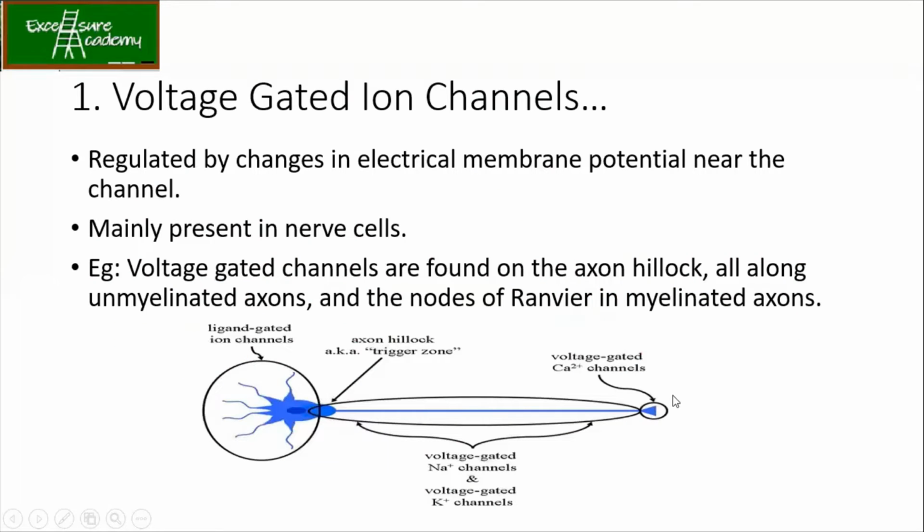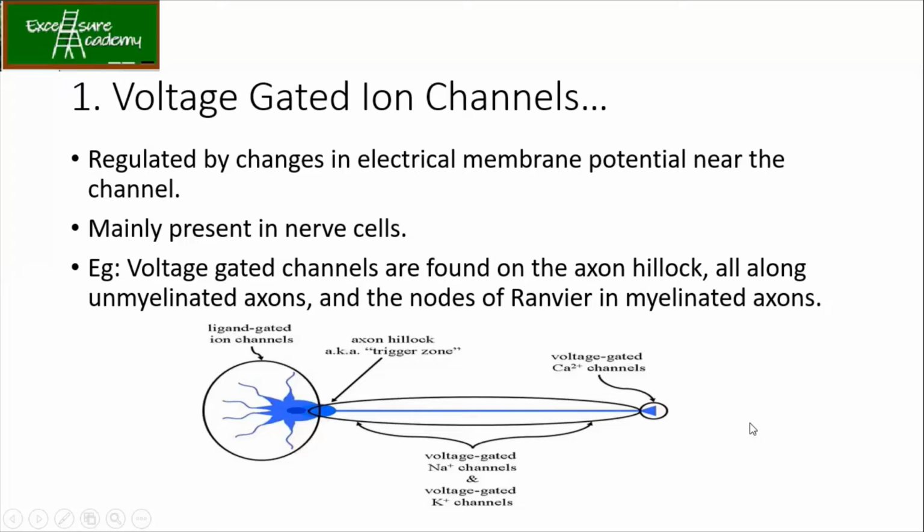Okay, now let's talk about these channels slowly, so it will be clear to you all then. Now, voltage gated ion channels. So these are regulated by the electrical membrane potential near the channel. Mainly when we talk about the voltage gated, so we are talking here about the neurons. So जो आपके brain में ये होते हैं, ठीक है? So voltage gated channels are found on the axon hillock, all along the unmyelinated axons and the nodes of Ranvier in the myelinated axons. So I hope you know all these things.